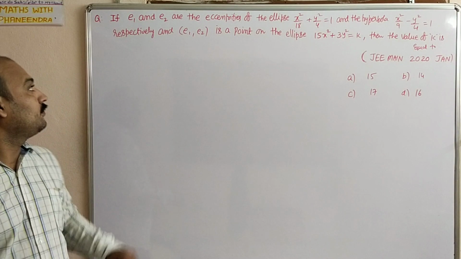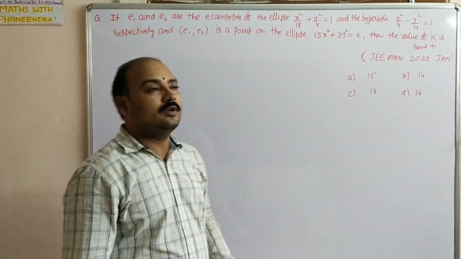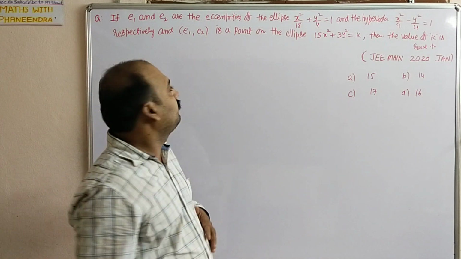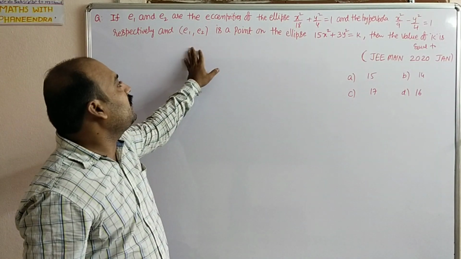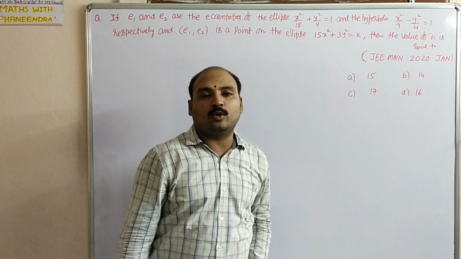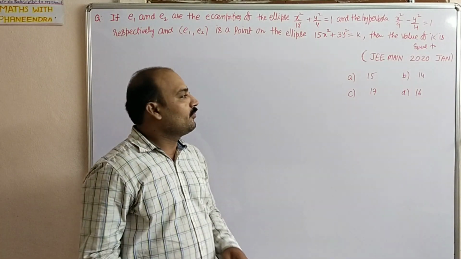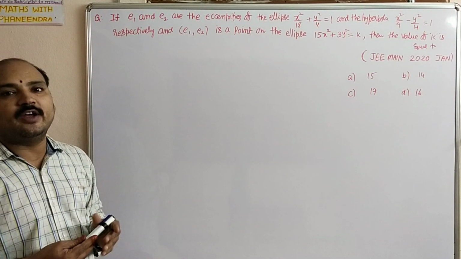The next question. If E1 and E2 are the eccentricities of the ellipse and hyperbola respectively, and (E1, E2) is a point on the ellipse, then k equal to... it is given in JEE Main 2020 January. So they are asking to calculate these values.